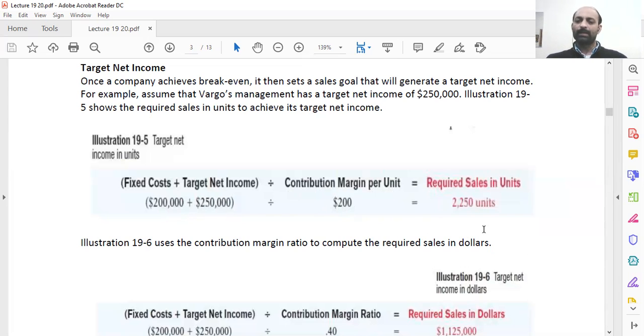What does it mean? It means that you have to sell 2,250 units in order to earn an income of $250,000.